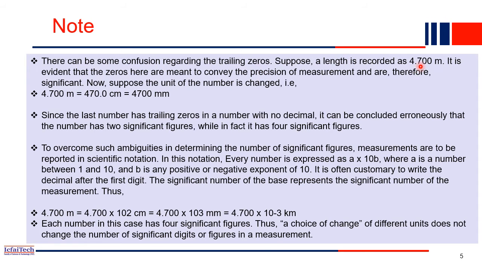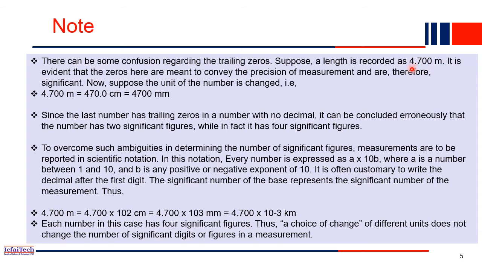Suppose the length is 4.7000 meter, right? It is evident that the zeros are there to convey the precision of the measurement. So why did you keep these zeros? That means the scale you are using has very high precision. To denote that this is a more precise value, up to 4 digits we have significant numbers. Therefore, all 4 are actually significant, because we are showing the accuracy of the measurement.